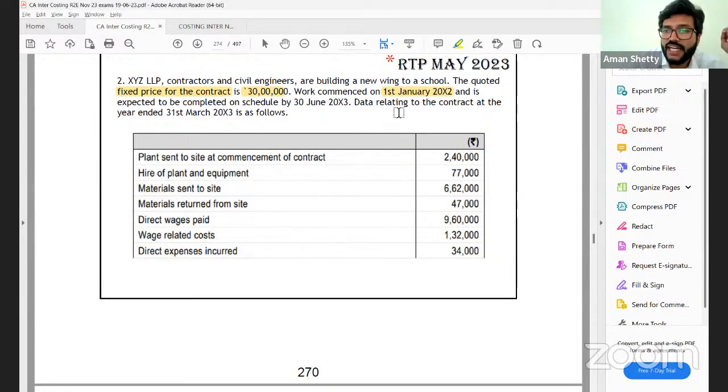However, data relating to the contract at the end of 31st March 23 is as follows. So this is for how many months? First one is for 18 months. Second one is for 15 months. As at 31st March 23, this is for 15 months. The above is for 18 months, that entire contract period. Plant issued and all the details are given.